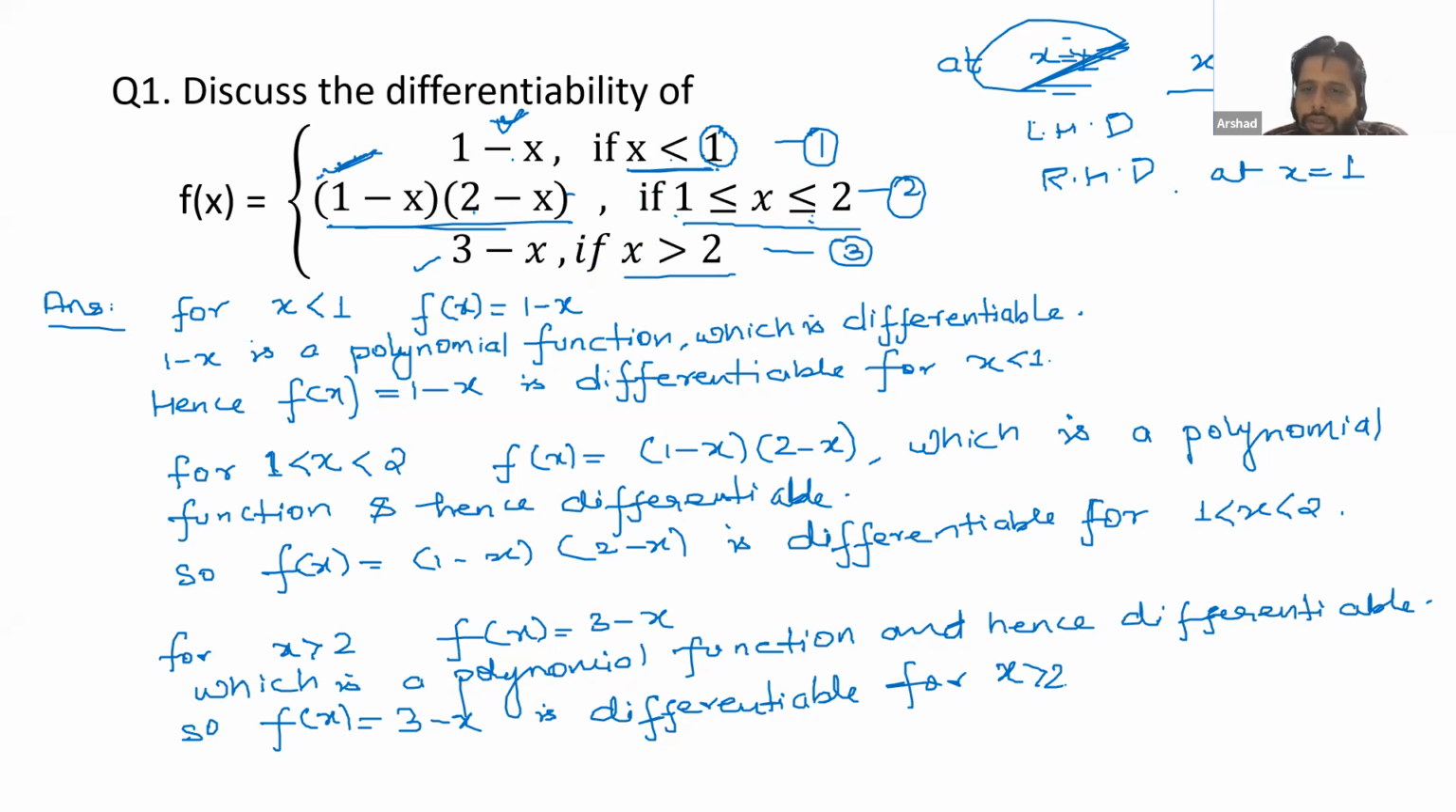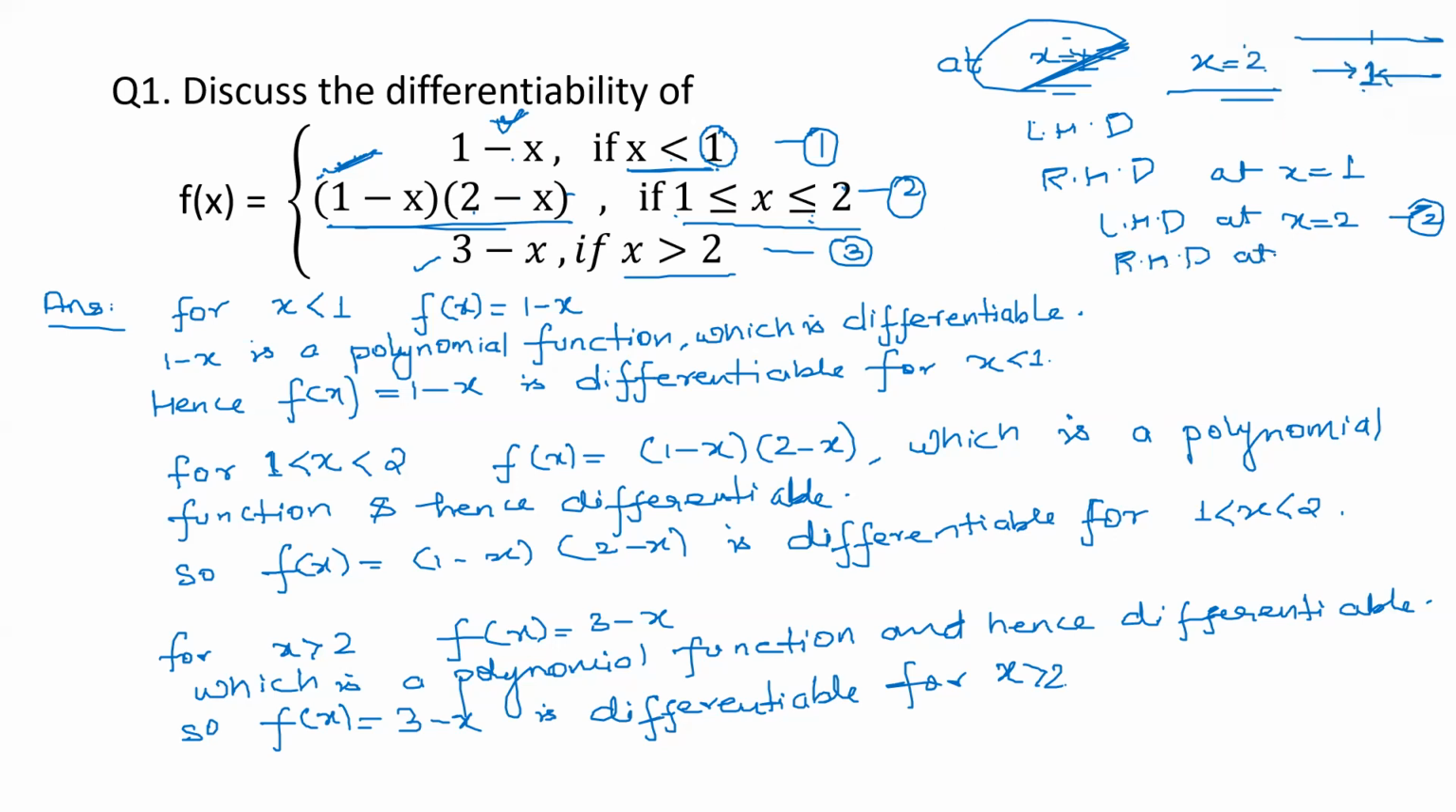So this one. Now LHD at x is equal to 2. Which function will we choose? Anyone? Second one. Very good. LHD means less than 2, so this one. RHD at x is equal to 2. Third one. Very good. This is correct.